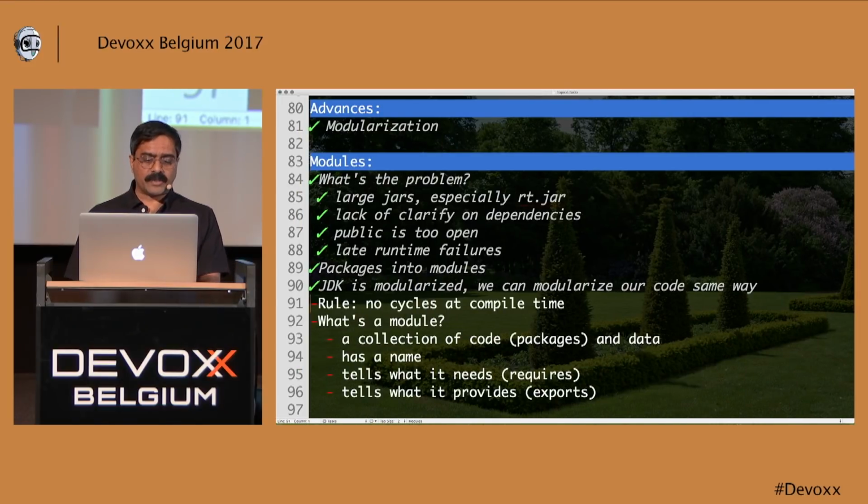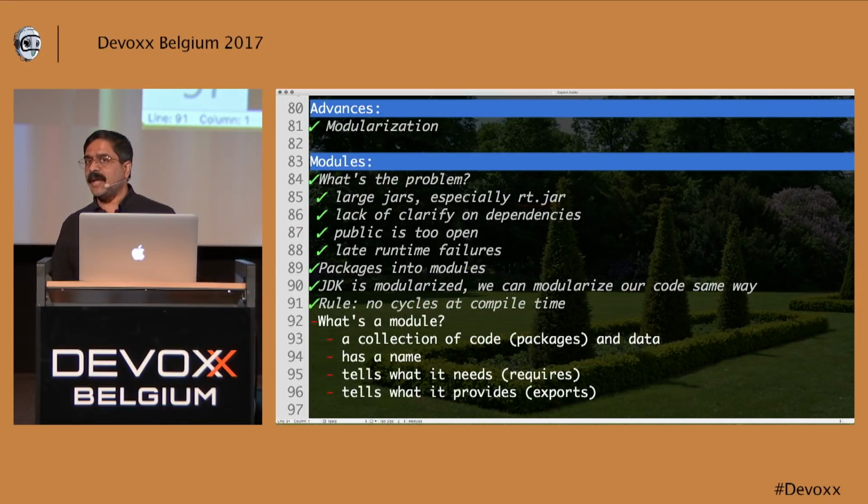Well, some rules. The first rule is no cycles at compile time. Every single module depends on one module, which is java.base, except java.base itself doesn't depend on java.base. So every other module depends on java.base.